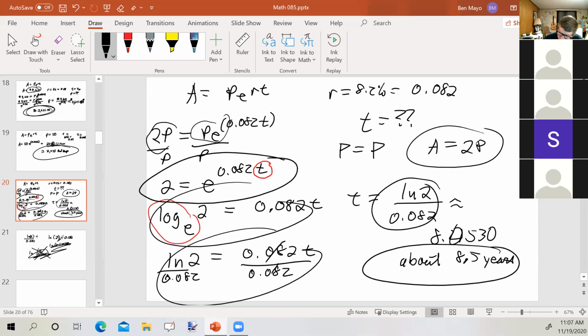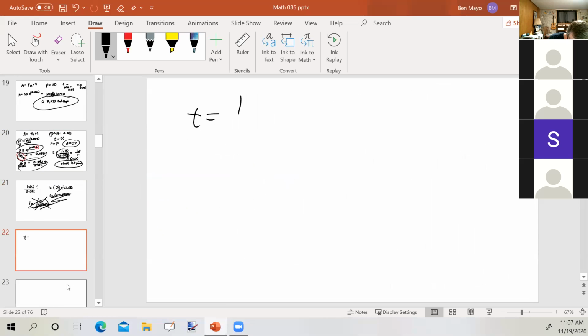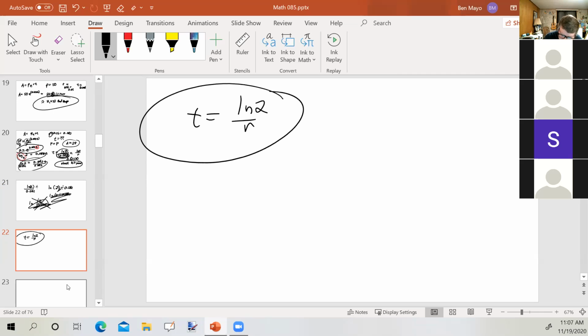But take a look at this. This is the natural log of 2. What is this number in the denominator? Where did that come from? That was R. So that gives us a formula, and this is what the formula says: the natural log of 2 over R. If you want to know how long it takes to double a population, you can just take this formula and plug R into it, the natural log of 2 over R, and get the answer. So let's do that now.